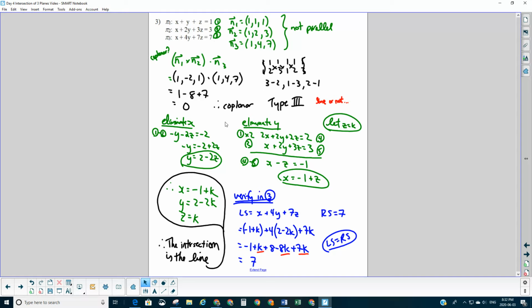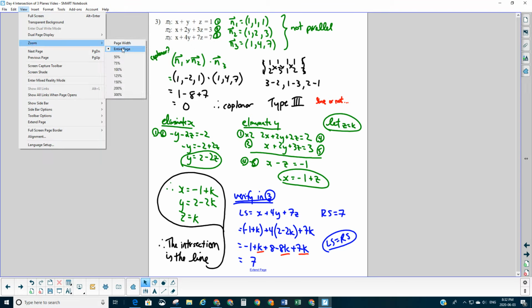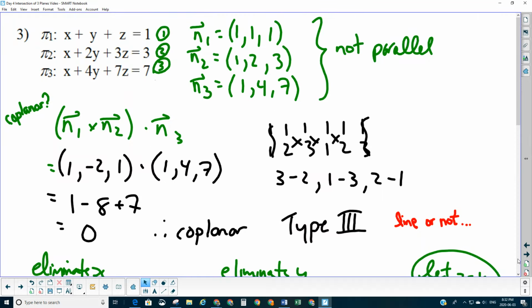All right, now I'm not going to do another example where it is the triangle because the math is all the same. The only difference is when you get down to the end, it won't verify, at which point your conclusion will not be this. Your conclusion will be there is no intersection. All right, so that's all the work for our third example. Let's move on to our fourth, and I'll go back to the page width so we can see this.